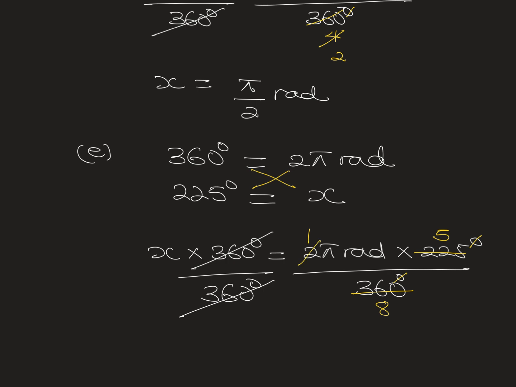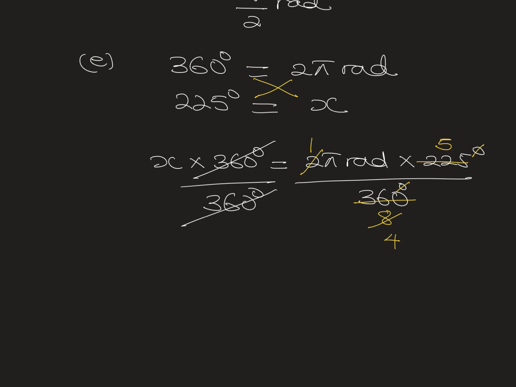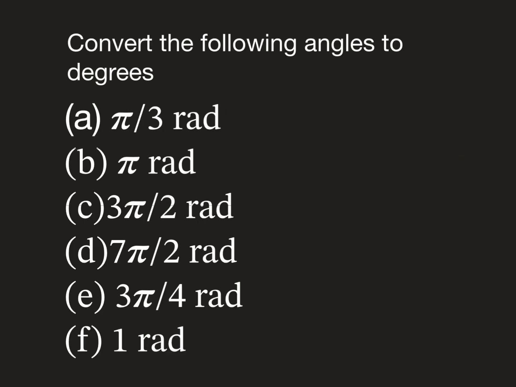2 goes once into 8 is 4 times. So what are we going to have? We will have x is equal to 1 times 5 is 5. So that will be 5 pi all over 4 radians. So that is how you convert degrees to radians. Moving on, it says convert the following angles to degrees. So the angles are given in radians and we want to convert to degrees.